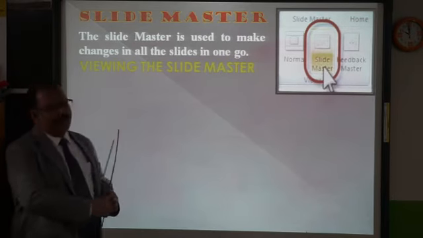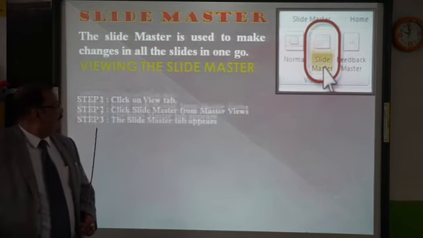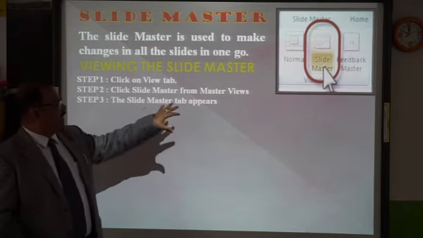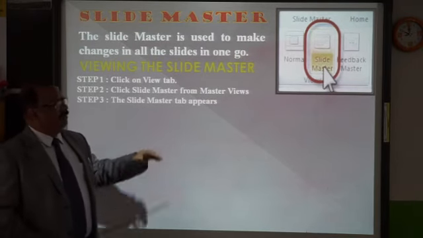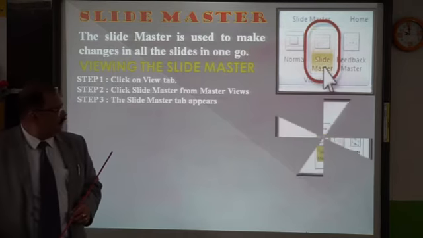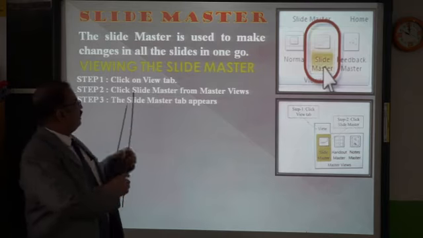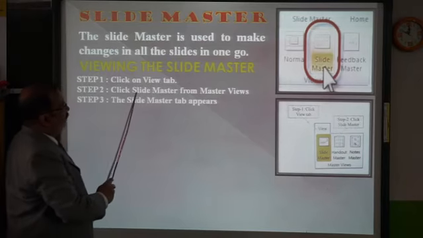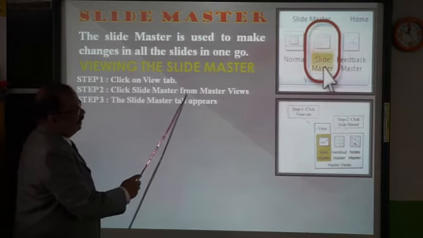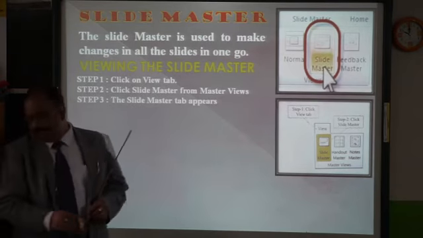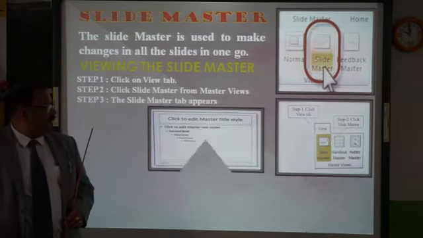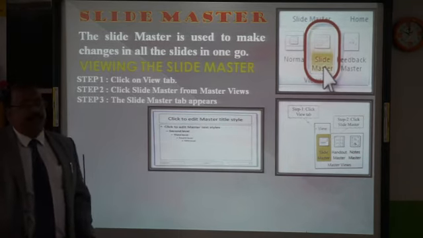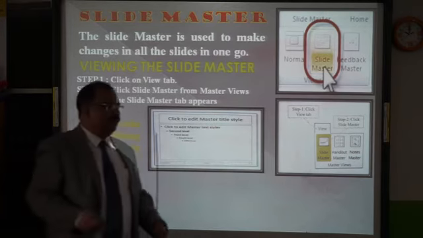Viewing the slide master, how will you view that? It's very simple. Step 1, click on the view tab, click the slide master from the master's view, and then the slide master tab appears. Now look here, the first one, click on the view tab. So this is the view tab, you have to click on this, and then you have to click on the slide master. So this is the slide master. Once you do that, you will be getting this, and with this you can change many things for all the slides. What are the things you can change?